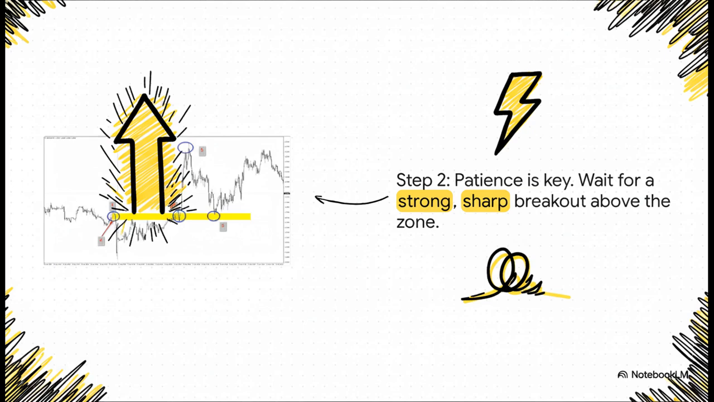Now, here comes step two, and listen, this part is absolutely key. We don't do anything yet. Seriously, patience is your best friend here. We're waiting for confirmation. And what does that look like? It looks like a strong, sharp, decisive move back above that yellow zone. We're not talking about a slow, lazy crawl. We want to see power.